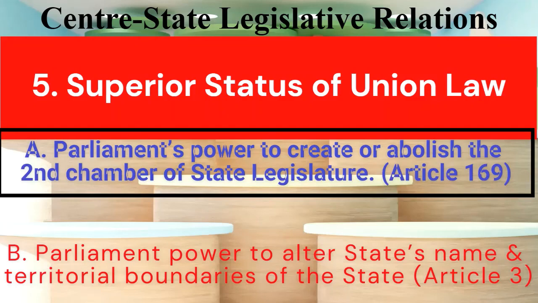So all these features reflect that there is a legislative relation, but it is dominated by the center in our federal system. But this arrangement is required, it is a purposely made arrangement so that we have a stronger center and weaker states, so that national integrity can be ensured.